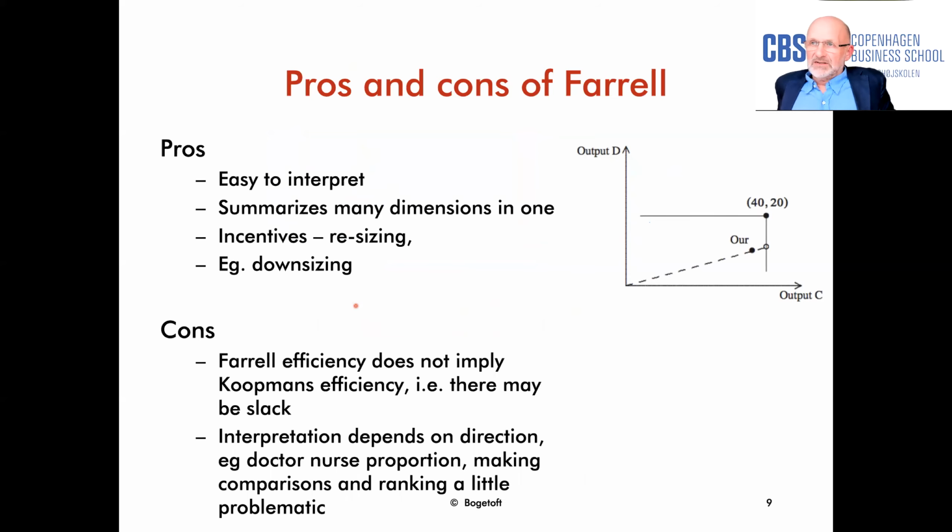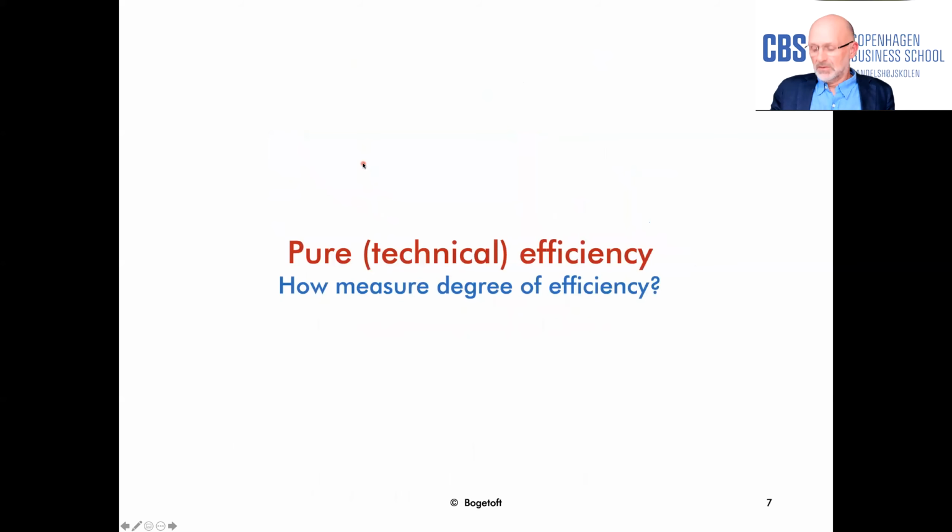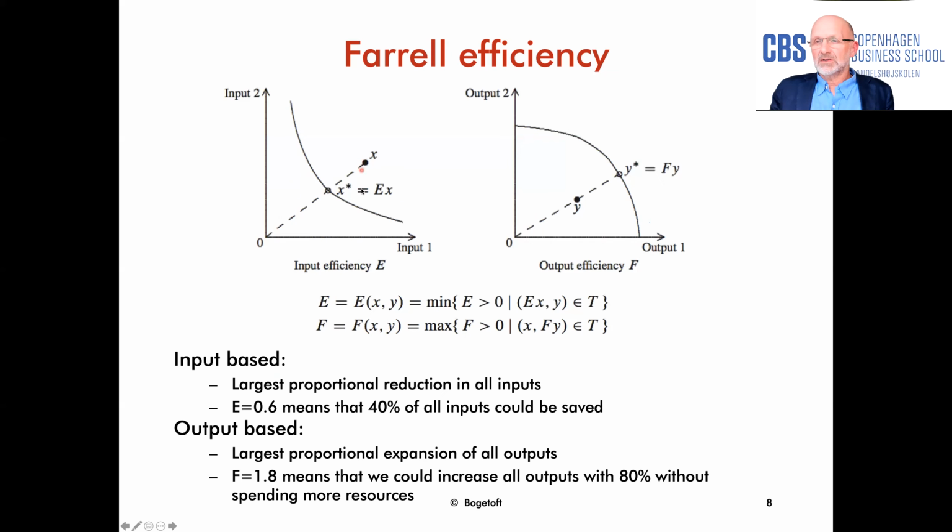The Farrell measure is very popular and it's probably used in 95% of all benchmarking studies, or maybe even more. And what's the reason for that? Well, the reason is that it's really easy to interpret. There are so many things you could say about a firm like this one here. You could save a lot on output 2. You could also save something on output 2. You could save a lot on input 1, but a little bit on input 2. Then you end up down here.